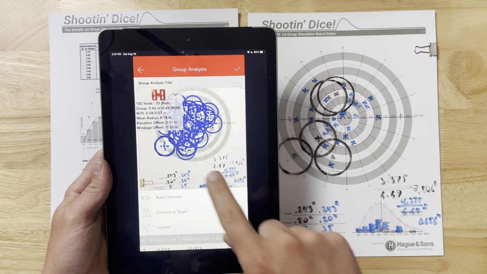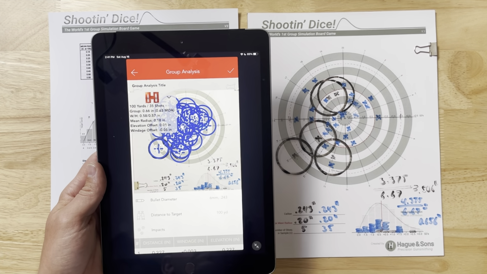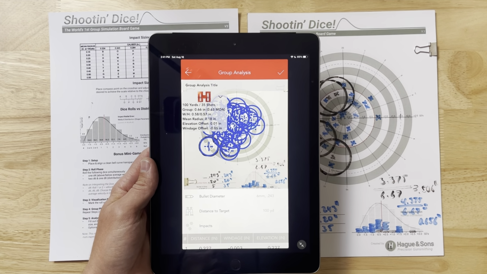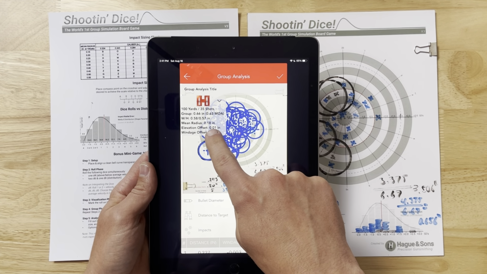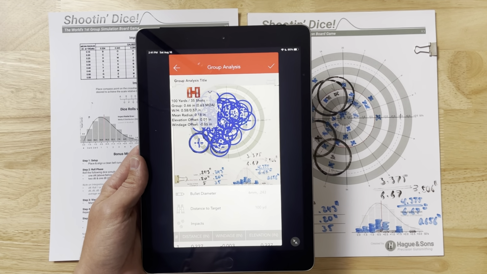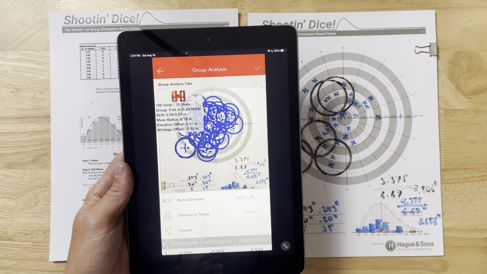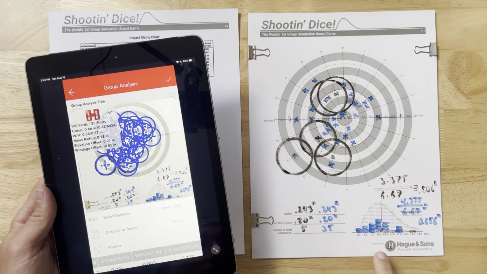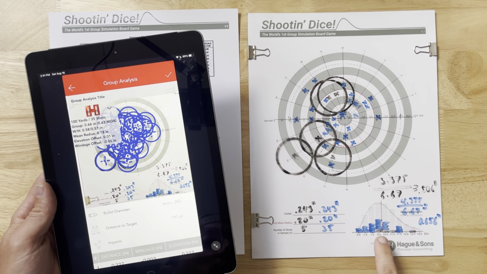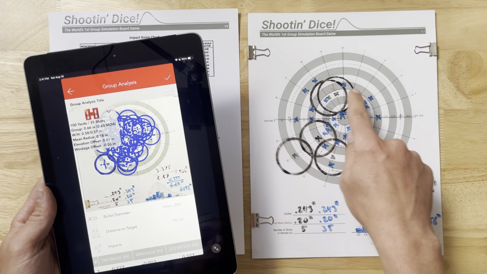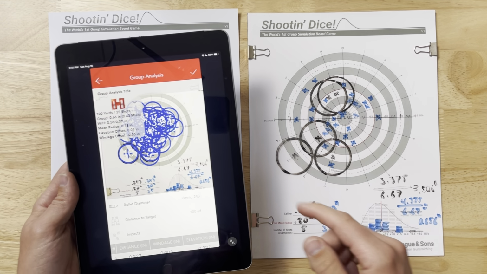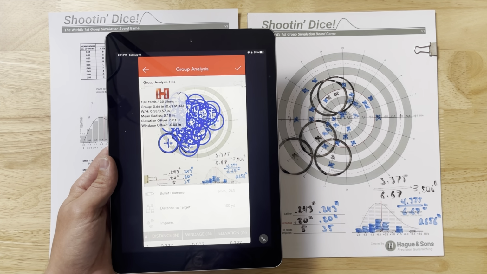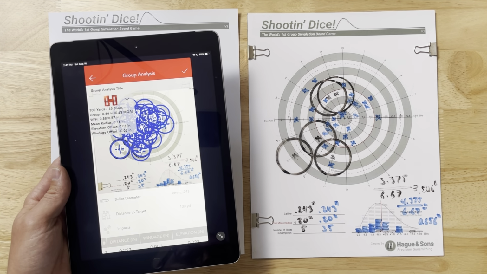And what we can also see is that the elevation and windage offsets are essentially 0, and the mean radius is 0.18 inches for this 35 shot group. And yes, that is slightly low, but we observed a higher than usual amount of shots that were inside the mean radius, and 0.18 inches is well within the confidence interval for 35 shots.